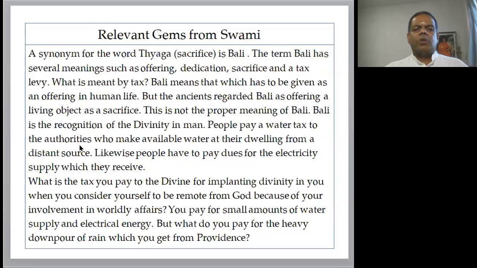People pay a water tax to the authorities who make available water at their dwelling from a distant source. Likewise, people have to pay dues for the electricity supply which they receive. What is the tax you pay to the divine for implanting divinity in you? When you consider yourself to be remote from God because of your involvement in worldly affairs, you pay for small amounts of water supply and electrical energy. But what do you pay for the heavy downpour of rain which you get from providence?